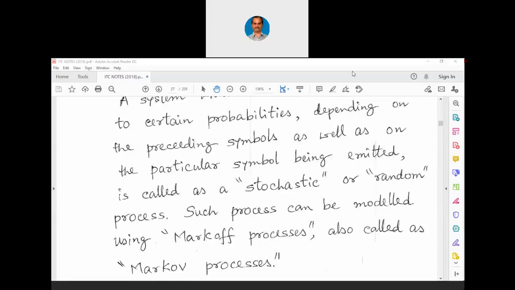So when we use the term stochastic or random, it does not mean that whatever we call random is waste, or useless, or meaningless. No. Randomly also, information can occur. And when information is occurring randomly, that randomness also will have a probability of occurrence.